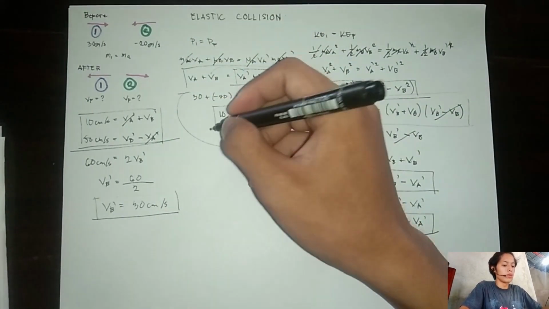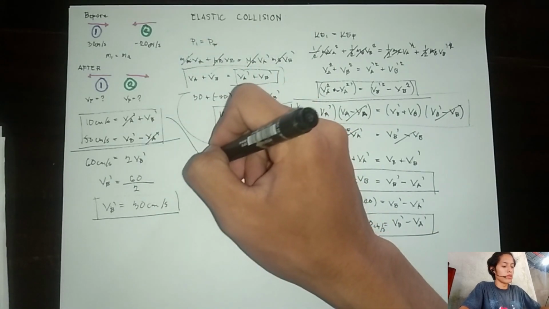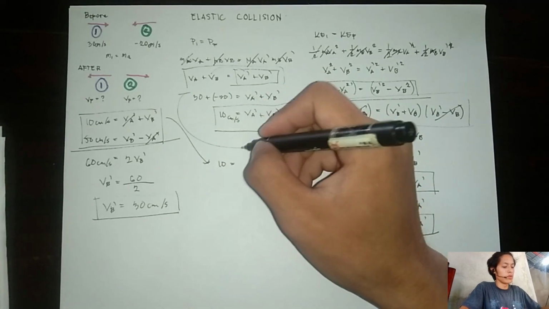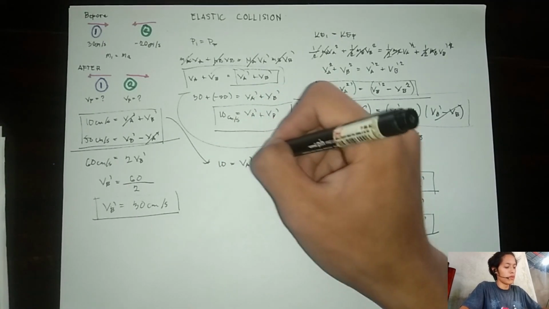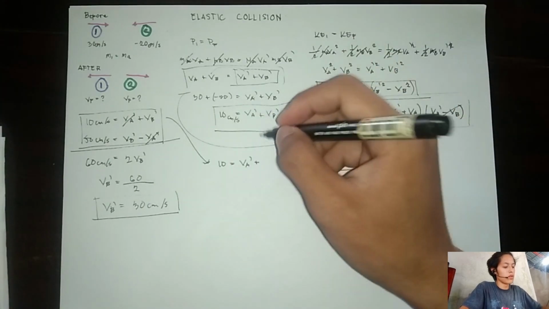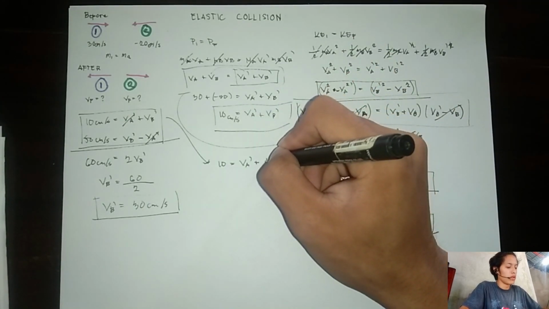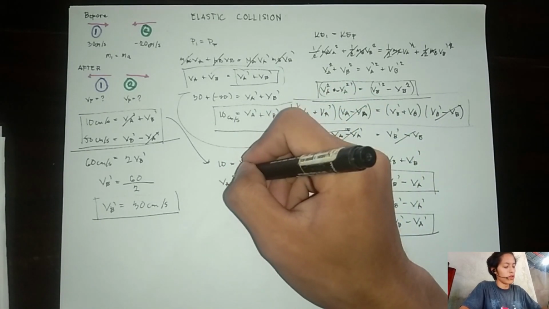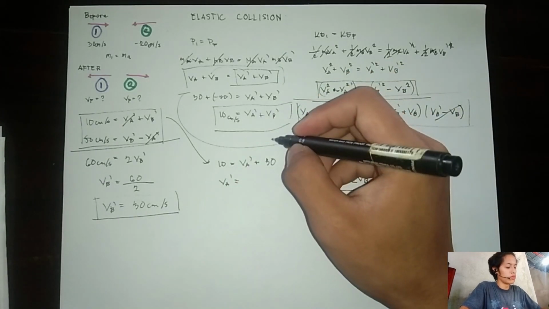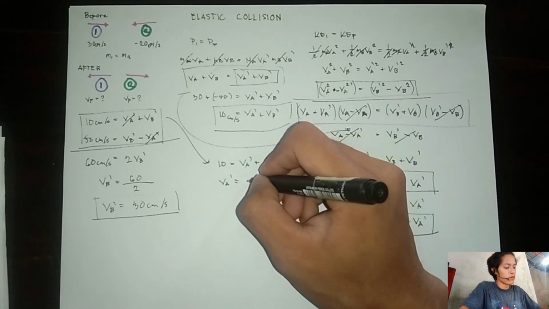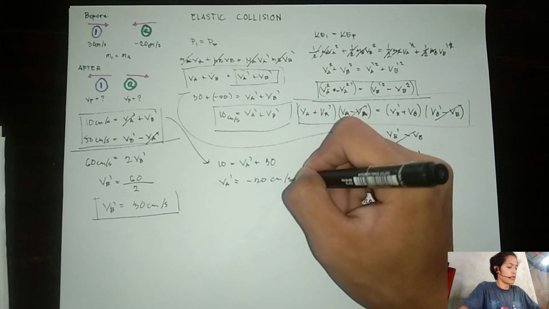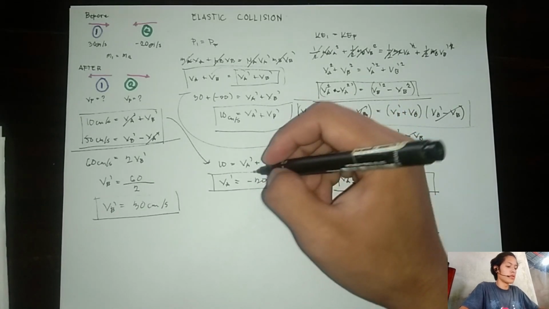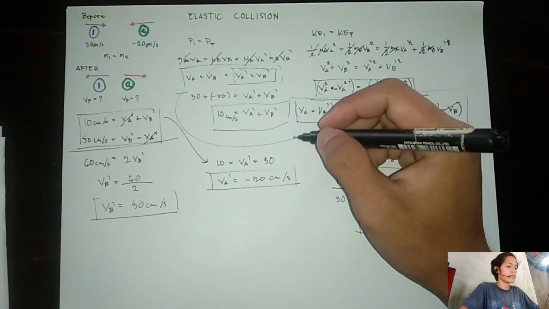Then, for the object 1 naman, gumamit lang tayo ng isang equation dito. 10 is equal to velocity A final plus velocity B na 30. Then velocity of A final is equal to negative 20 cm per second. So, ito na yung final velocity ng object 1 natin after the collision.